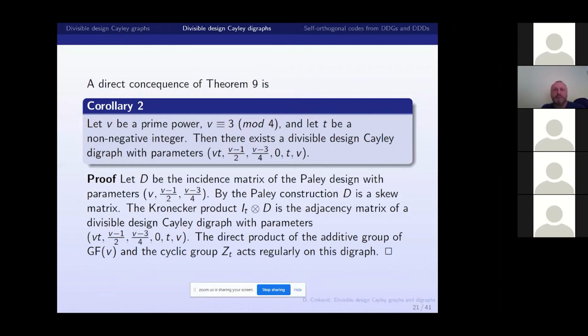Just as I said before, we take the Paley design. We know that this is a symmetric design with a skew incidence matrix, and then we use this construction, and it is easily seen that the direct product of the additive group of the field of order v and the cyclic group of order t acts regularly on this structure.